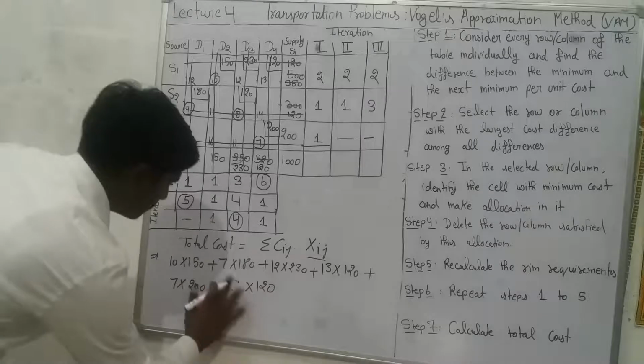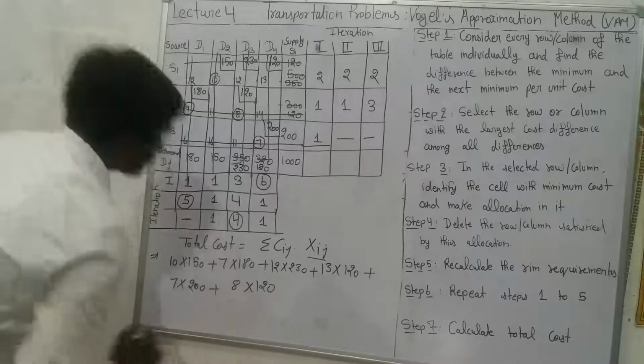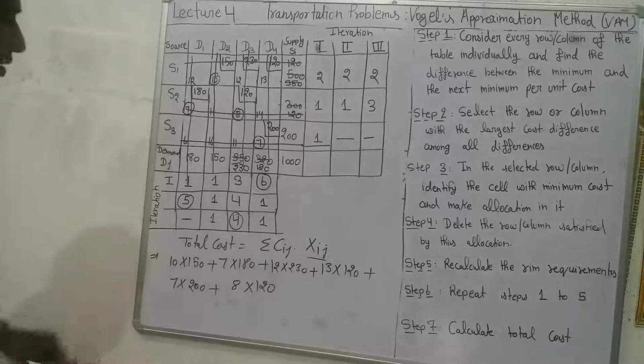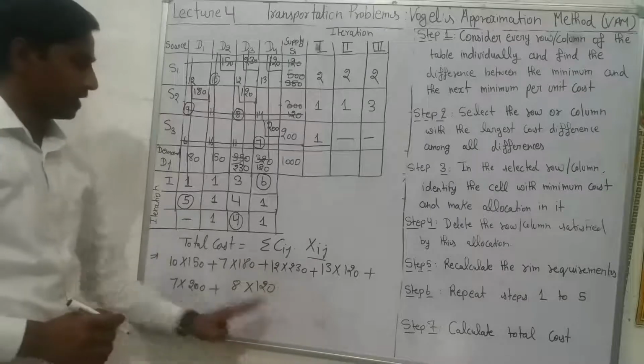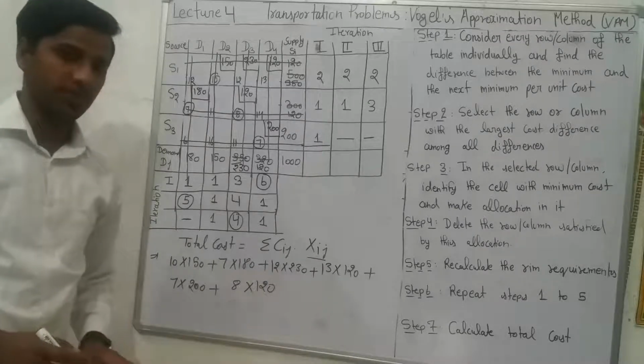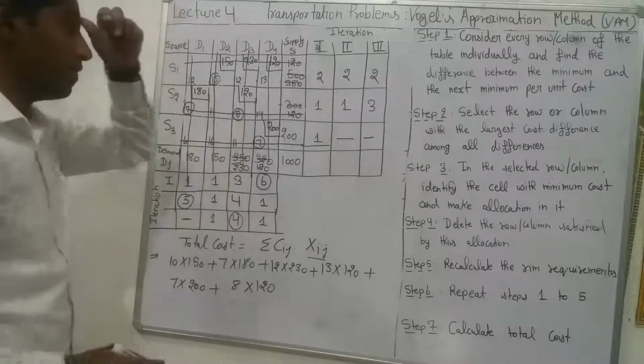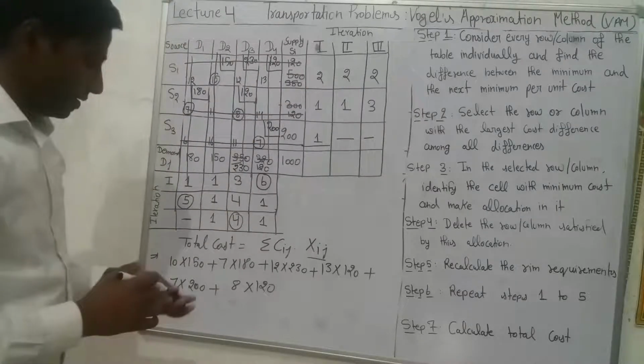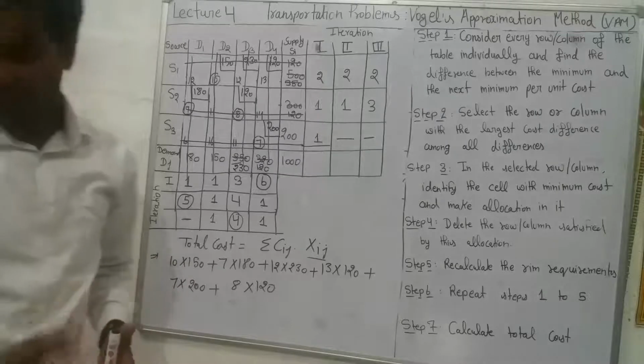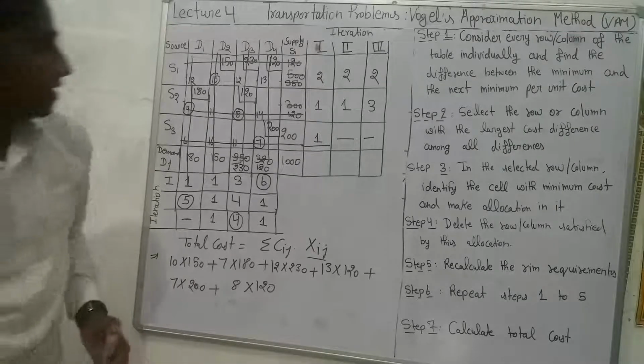Sorry, 8 into 120. This one. So through this way we can calculate the total cost of transportation using Vogel's approximation method or penalty method. Now we come to some special cases of Vogel's approximation method.